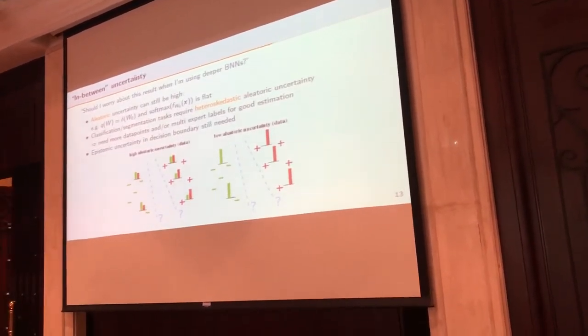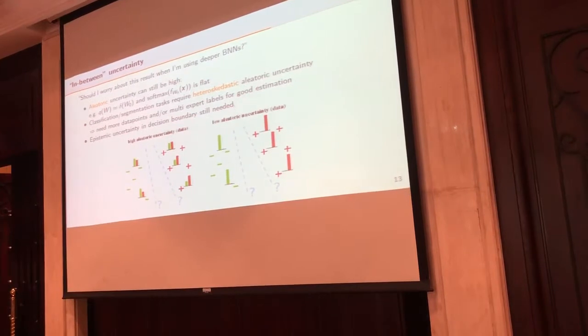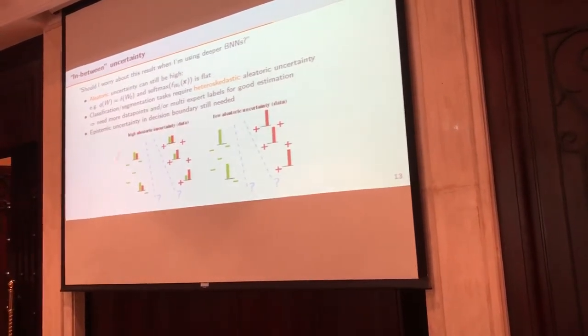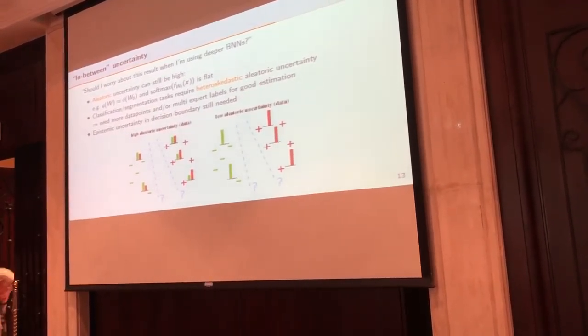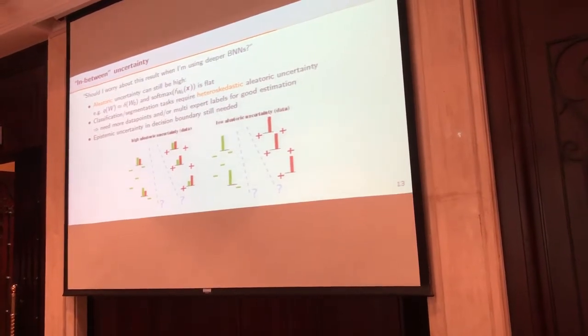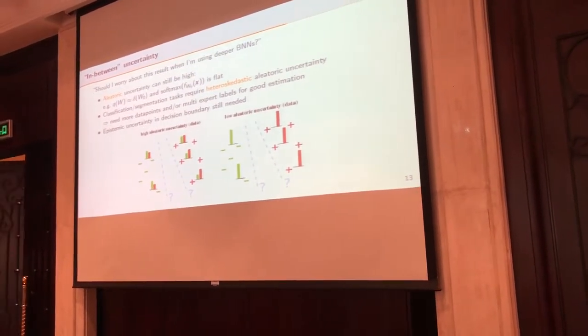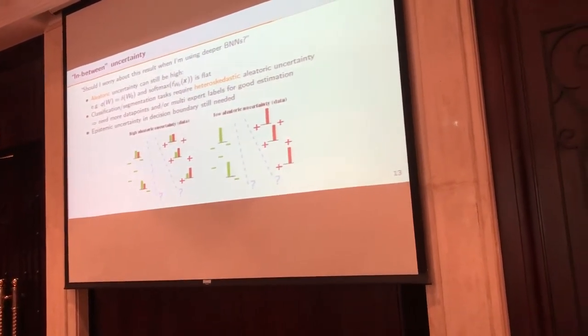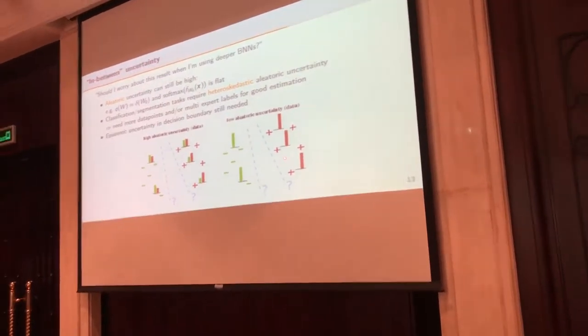But the problem here is that epistemic uncertainty in the decision boundary is still needed. So here I'm basically just showing you 2 examples. You can imagine a classification setup where the ground truth distribution is some sort of soft labeling or hard labeling.